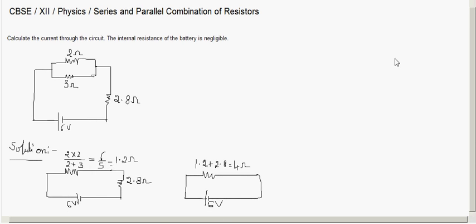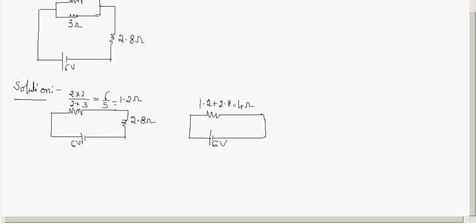Now the current flowing through the network: I is equal to V by R, which is equal to 6 divided by 4, 1.5 amps. The current flowing through the network is 1.5 amps.